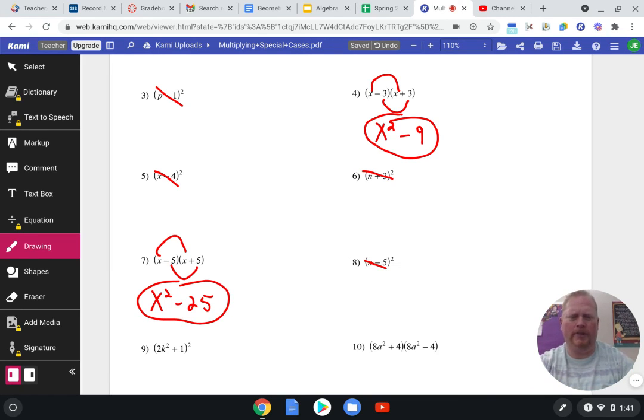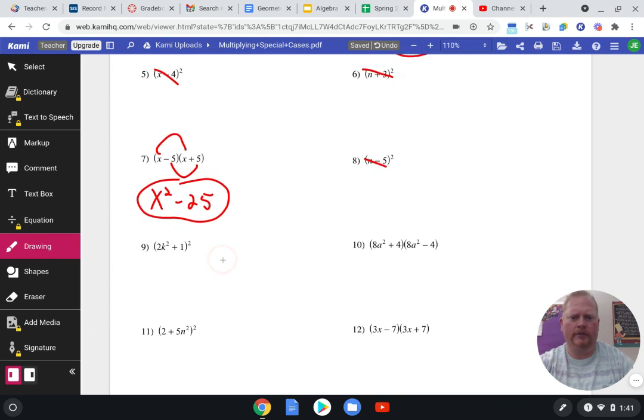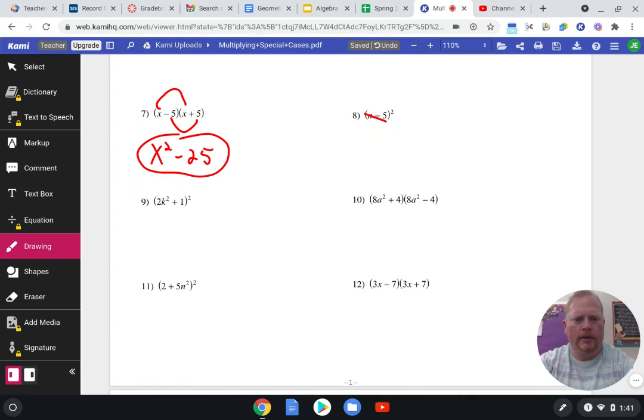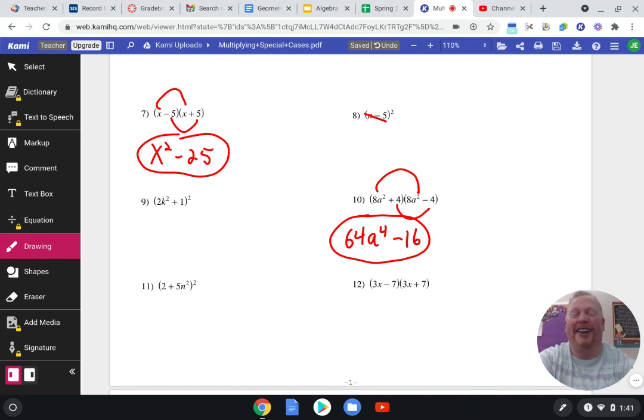Okay, let's try number 10. That one looks particularly tough, but let's do it. So it's the same thing, but one's got a plus, one's got a minus. So I'll do 8a squared times 8a squared, which is 64a to the 4th. And then 4 times negative 4 is negative 16. Hey, that wasn't so bad. Let's do one more just for fun. So 3x minus 7 times 3x plus 7. 3x times 3x is 9x. And then negative 7 times 7 is negative 49.